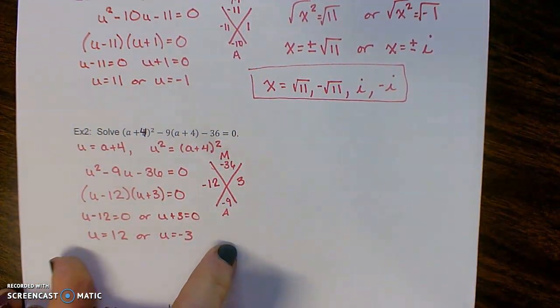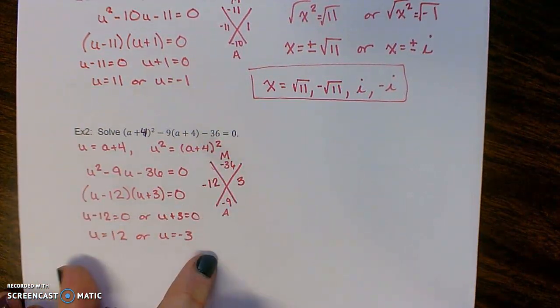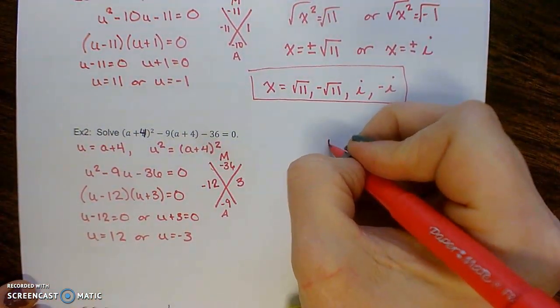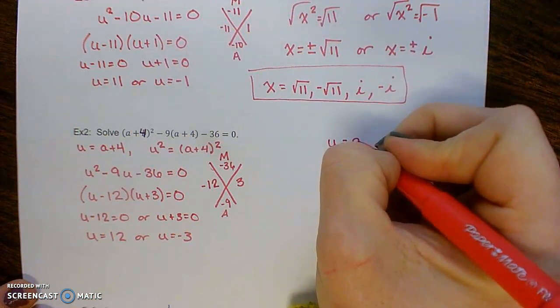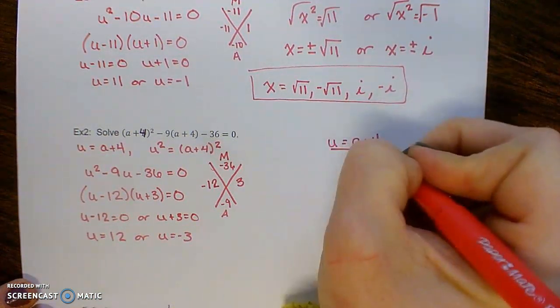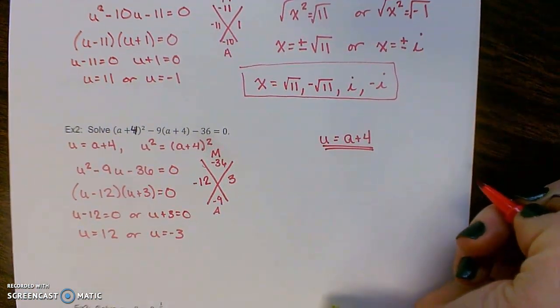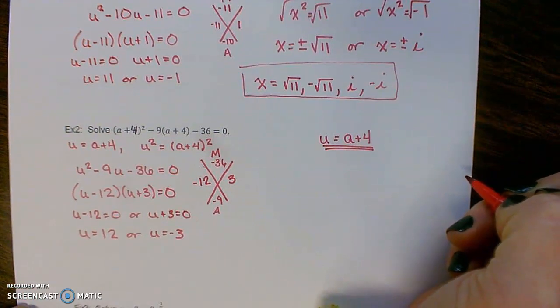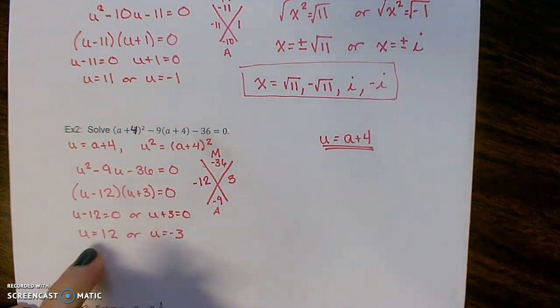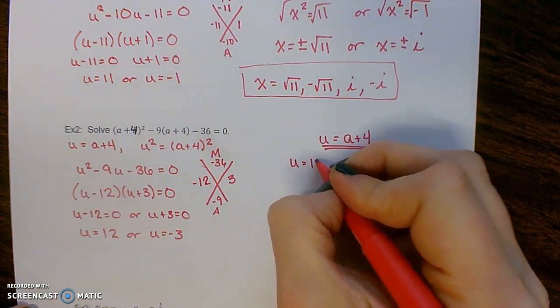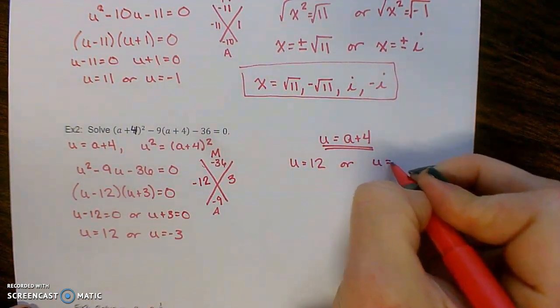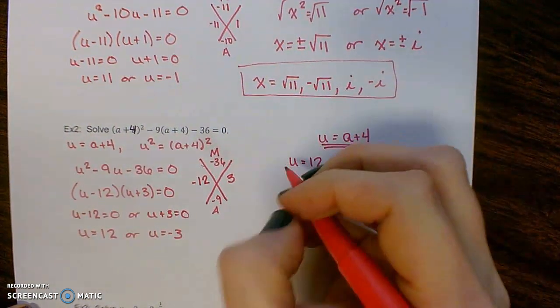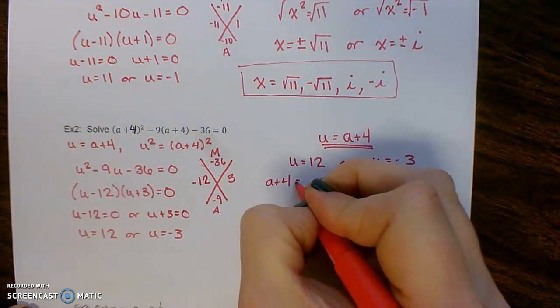So again, after I have the solution to this equation, I go back up with my original substitution that I made, and I have u equals 12, or u equals negative 3, and now I can replace u with a plus 4.